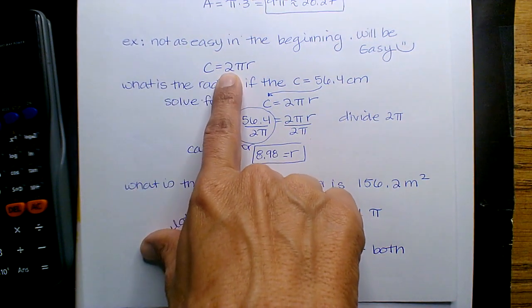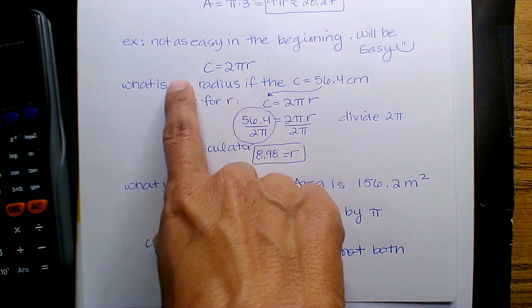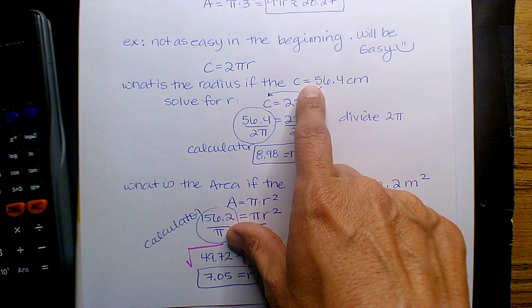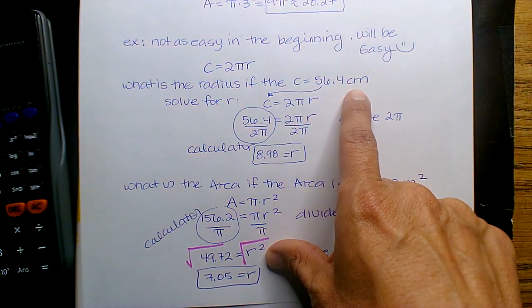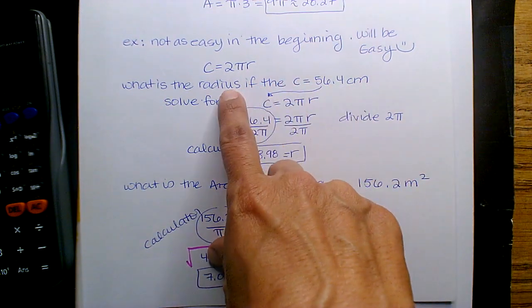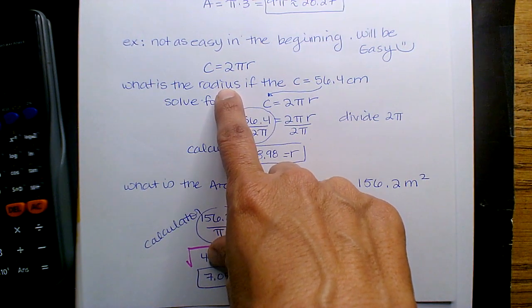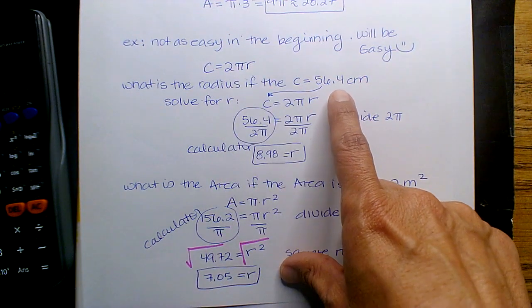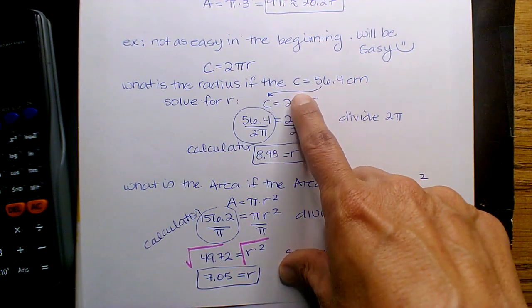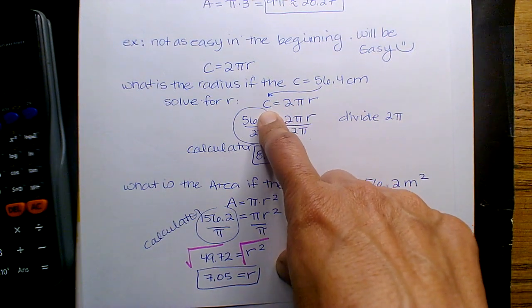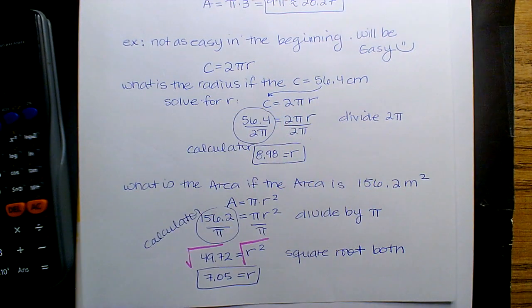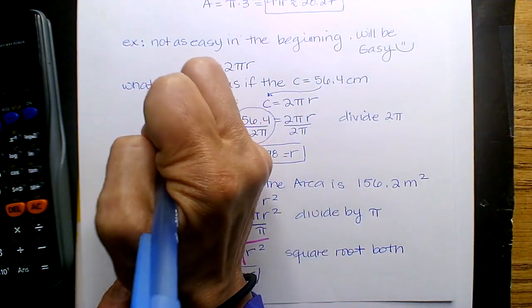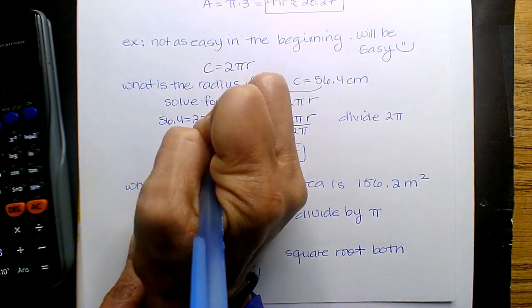So if this is the formula, 2 pi radius for circumference, what is the radius if I give you the circumference value? So the circumference is 56.4 centimeters. Can you tell me what the radius is? Well, if you understand that the formula is 2 pi radius, I'm going to take that 56.4 and substitute it for this C. I just realized I combined 2 steps. So I plug it in for that C and I get 56.4 is equal to 2 pi radius.